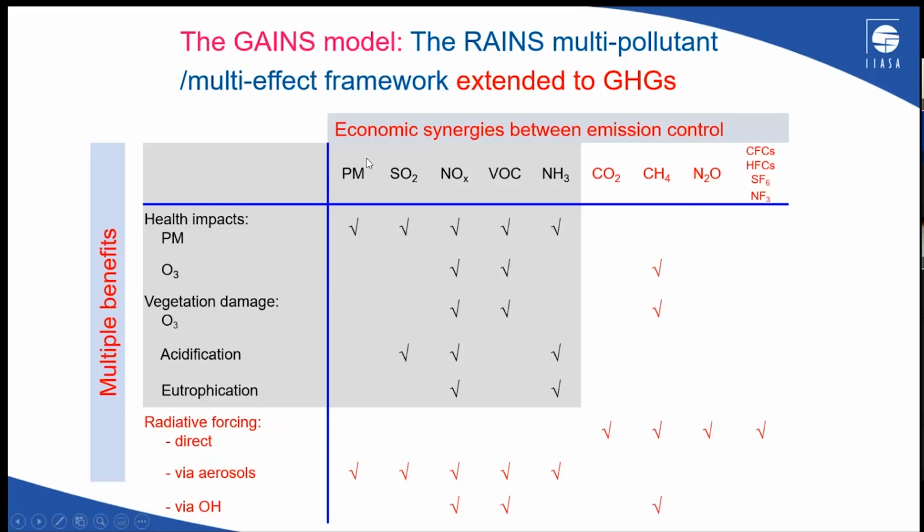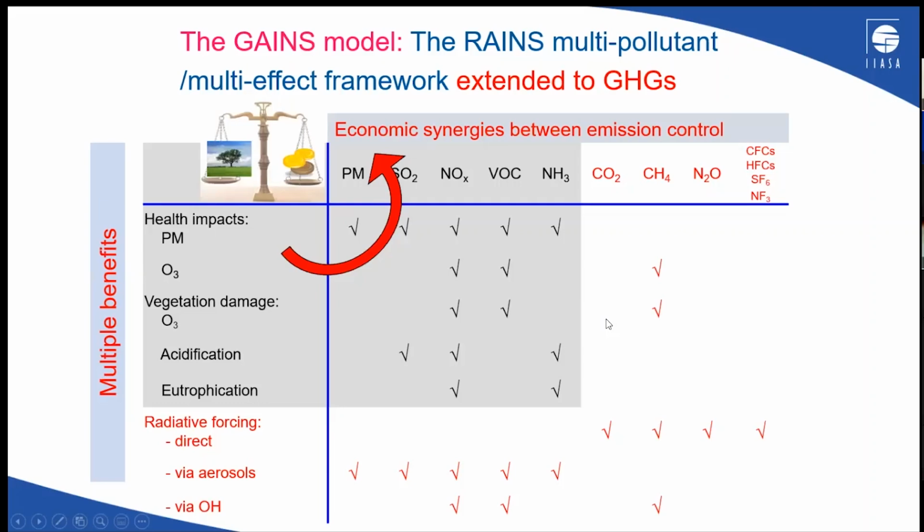I also forgot one more thing. When you talk about PM, the GAINS model has PM10, TSP, PM2.5, black carbon, and organic carbon. And also we have CO, carbon monoxide. At the same time, if we reduce NOx emissions, it will have a positive impact not only on life expectancy or premature mortality, but also on acidification, eutrophication, and vegetation.